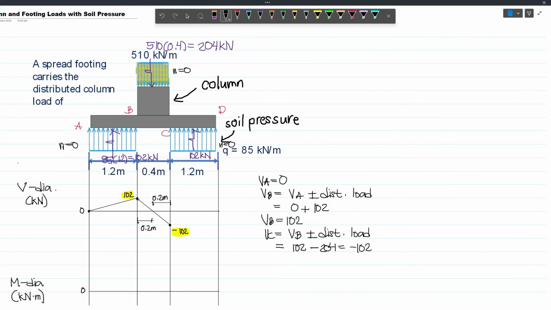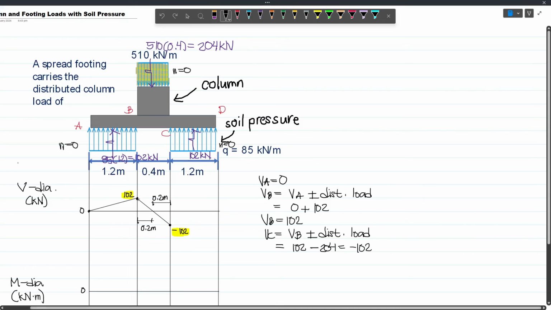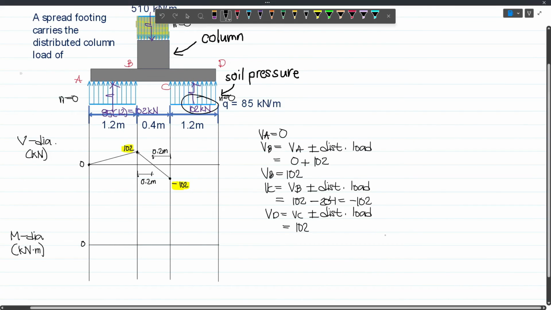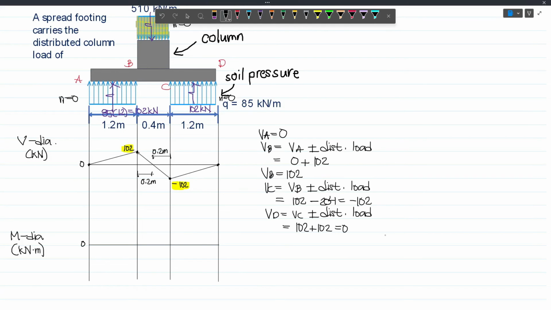From here, we will add 102. Our VD, or the shear at C, plus or minus the resultant of the distributed load, becomes negative 102 plus 102. This will become 0, so we go up to here, and this will be 0. Let's say this is our area 1, this is area 2, area 3, and area 4. We will use these for the moment diagram.